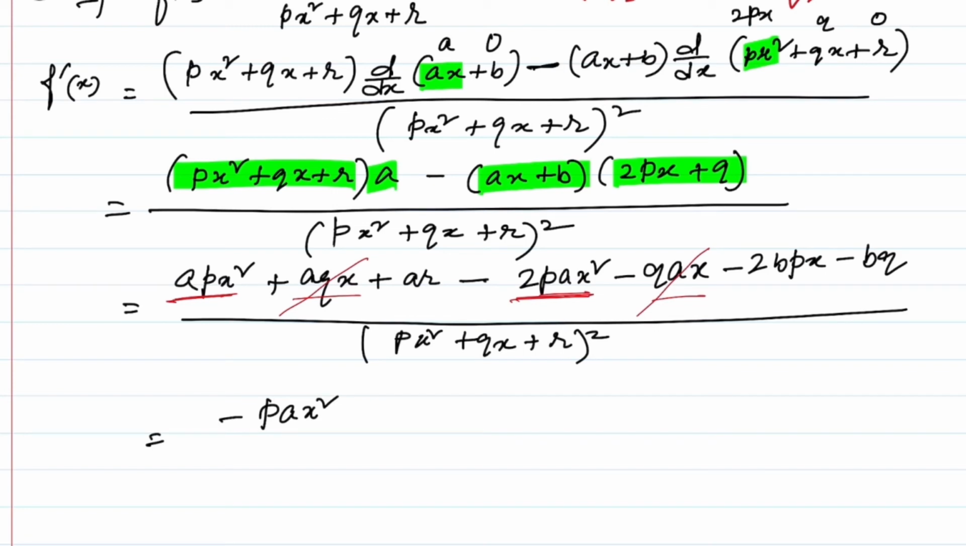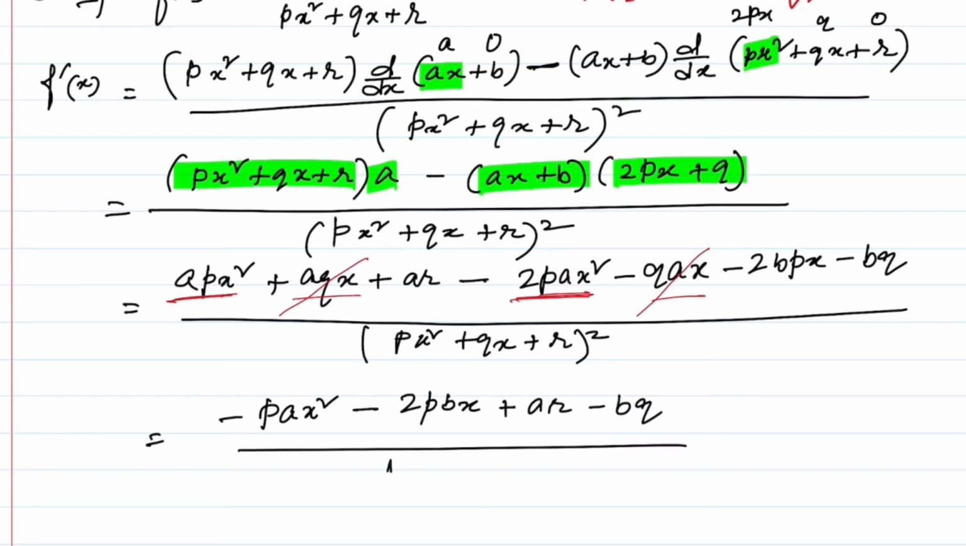I don't think there is something more to simplify. Minus 2pbx, then minus plus ar minus bq. That's all I think. Yes, over (px square plus qx plus r) whole square. So that's how you can solve question number 8. So this is the result.